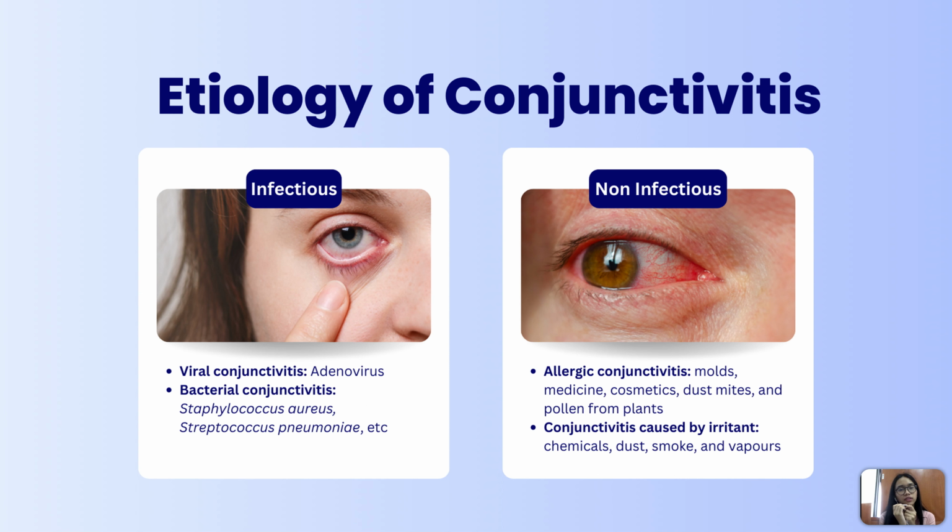The causes of conjunctivitis can be divided into two: infectious and non-infectious. The infectious type is divided into viral and bacterial conjunctivitis. Viral conjunctivitis is caused by viruses, the most common one being adenovirus, and this type of conjunctivitis is highly contagious and can cause outbreaks. The second one is bacterial conjunctivitis, caused by bacteria such as Staphylococcus aureus, and it is more common in children than adults. The non-infectious type is divided into two: allergic conjunctivitis and conjunctivitis caused by irritants.